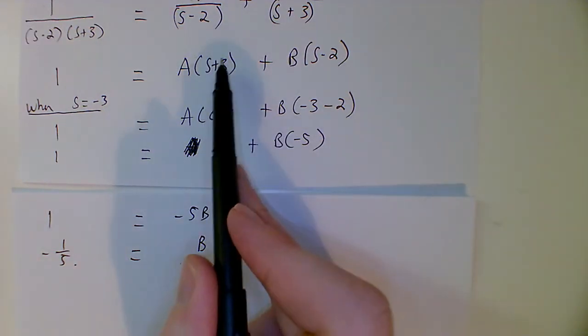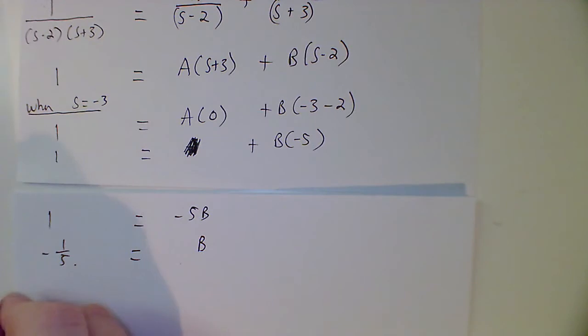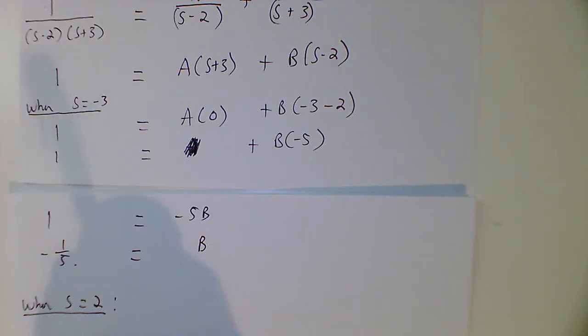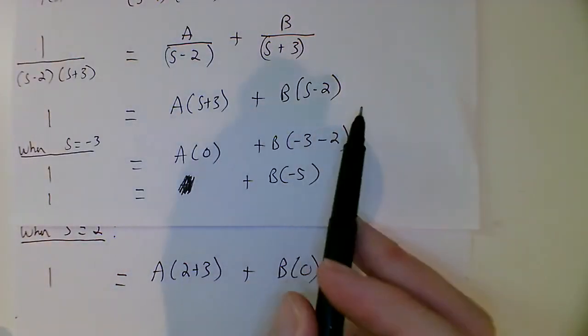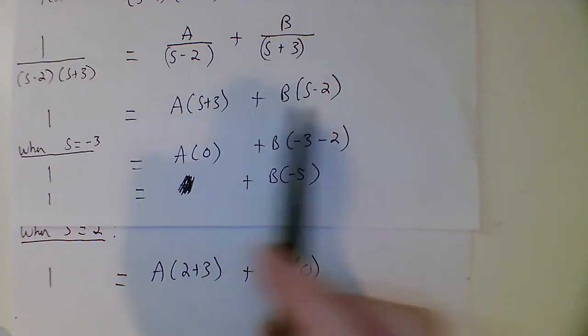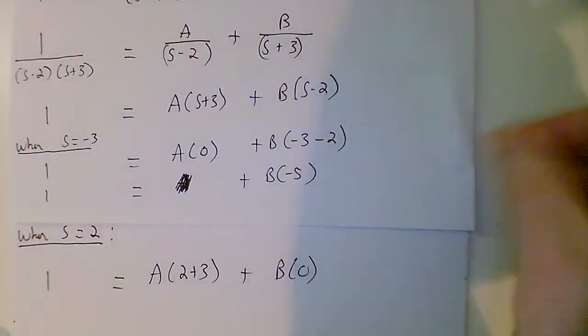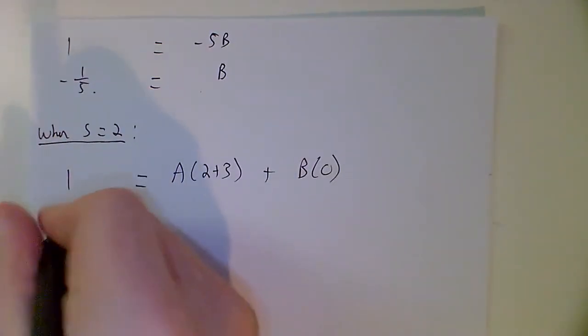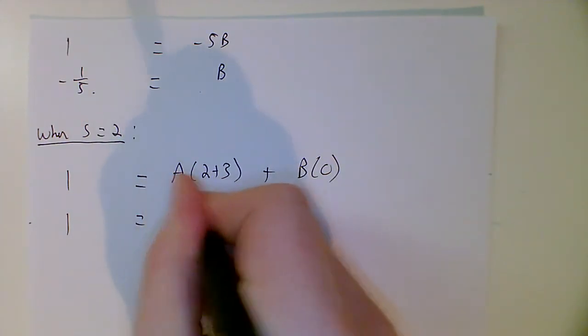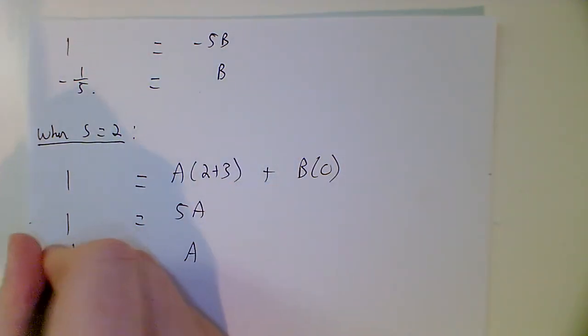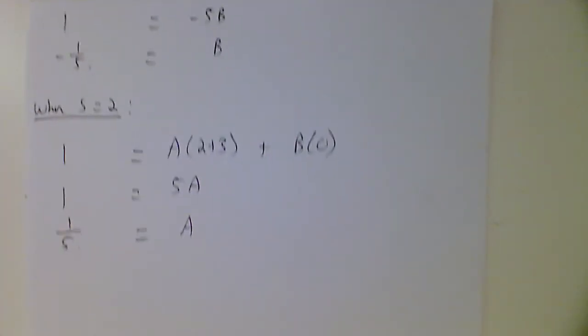Right, so I've made the first bracket 0, now make the second bracket 0. So when s equals 2, 1 equals a(2 + 3) plus b multiplied by 0. So I just take the equation that I got after my partial fractions and I swap all my s's for 2. That gets rid of the b term. So 1 equals 5a. So a equals a 5th.